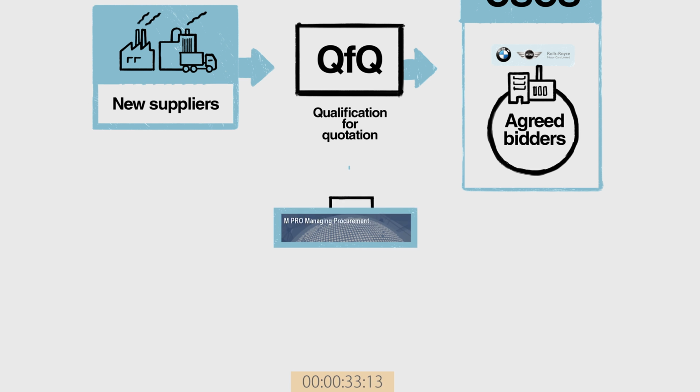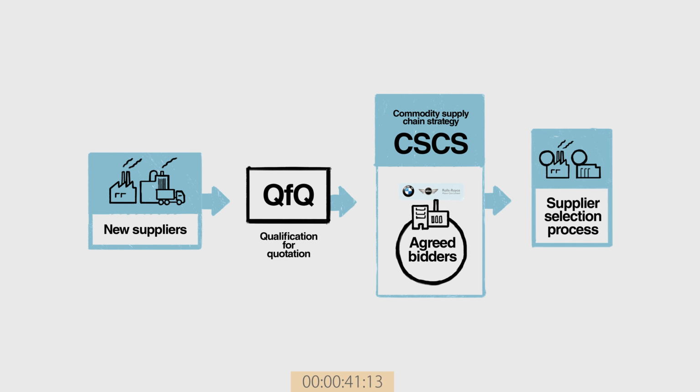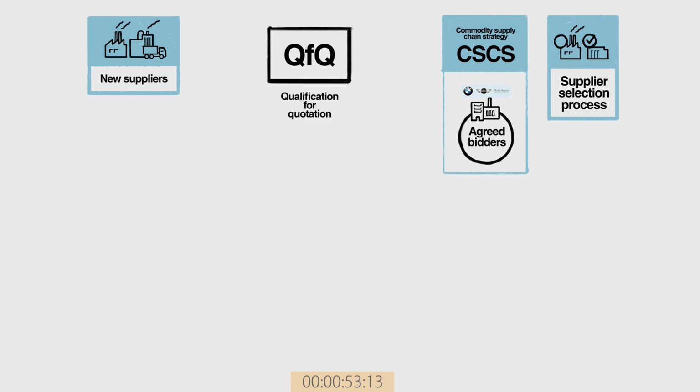The QFQ process ensures a standardized and comprehensive procedure for ensuring the qualification of new suppliers before a supplier selection process is initiated. Thereby, additional effort and increased warranty costs are avoided for nominated suppliers which do not meet the requirements of the BMW Group corporate strategy.